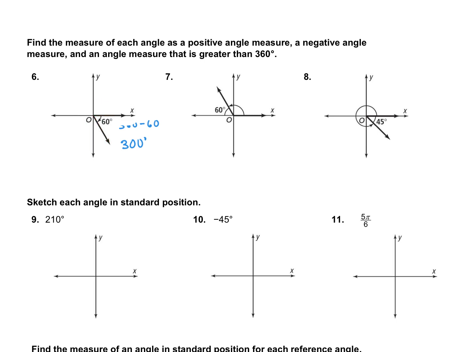Oops, I just erased some of that work. All right, so for a negative angle measure, again, here's the initial side, and we just go down to here. I can see right here that this is a 60-degree angle, so we're just going down 60 degrees. So that would be negative 60 degrees.